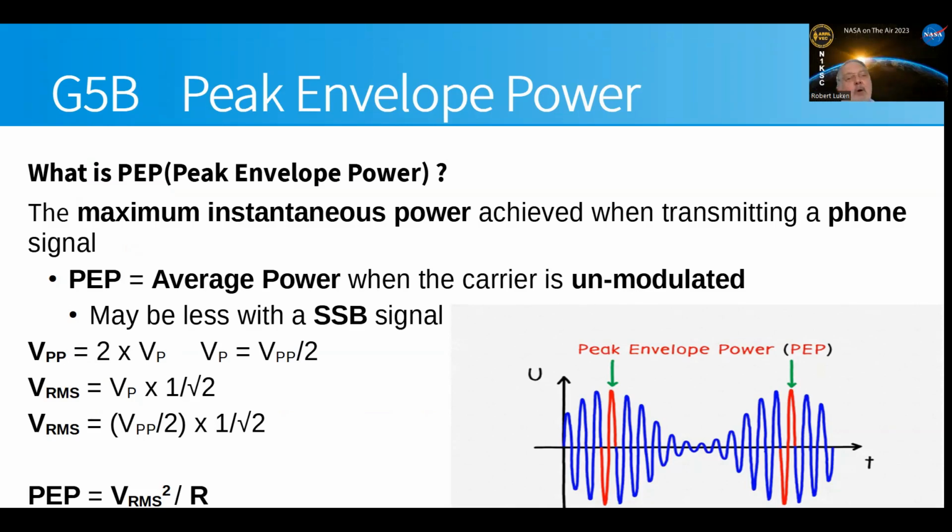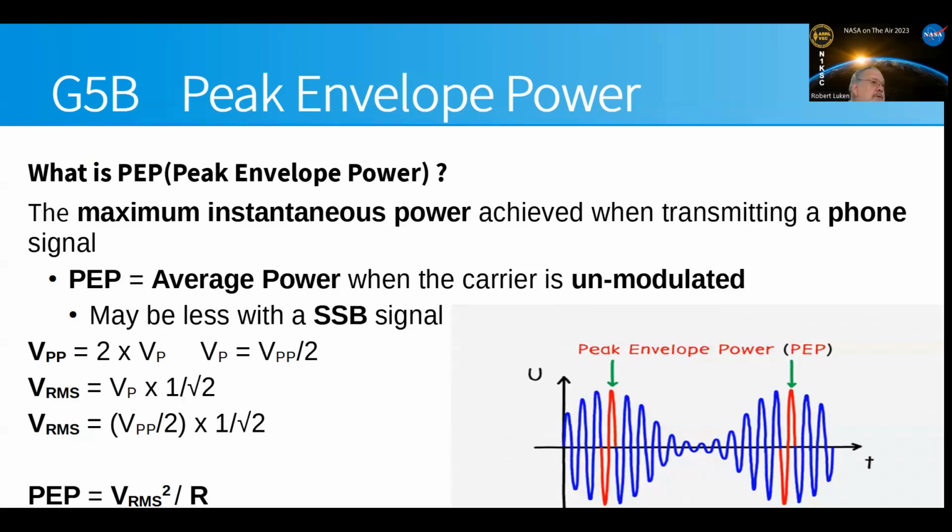All right. What is peak envelope power? It's the maximum instantaneous power achieved when transmitting a phone signal. So down there in the chart, you see a modulation envelope. Kind of what it looks like when you speak into the transmitter, and that's how you modulate the carrier, what that waveform kind of looks like. So the peak envelope power is whatever the highest peak is in the envelope.